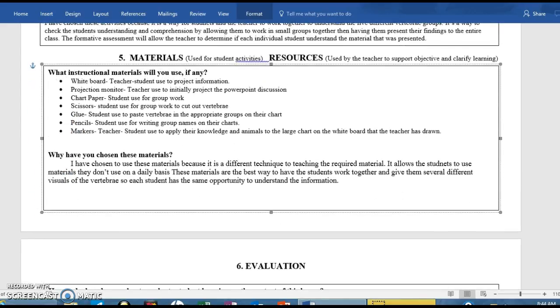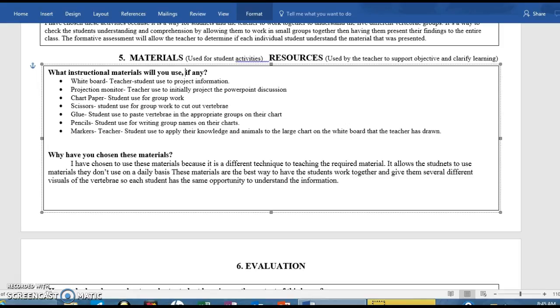I will then move on to section 5 of the lesson plan, the materials and resources. What instructional materials will I use in this lesson? I will use the whiteboard, which will be for teacher and student use to project the information. A projection monitor. This will be for teacher use to initially project the PowerPoint discussion at the beginning of the lesson.